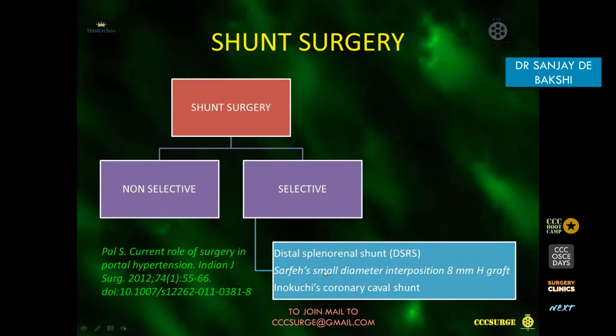You have the small diameter interposition 8 millimeter H graft, the Sarphase graft, and that, despite being a portocaval shunt, has been labeled as a selective. So obviously you have to use your discretion. The other one, which is again being described as a selective shunt, is the coronary caval shunt, and that was by a Japanese surgeon called Inokuchi.